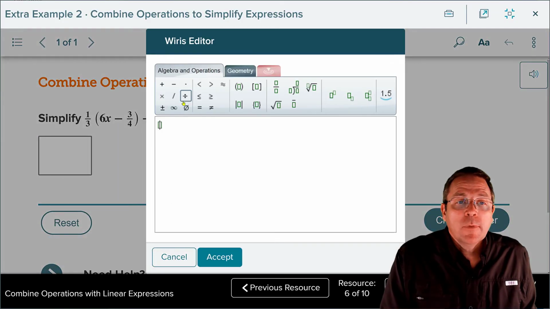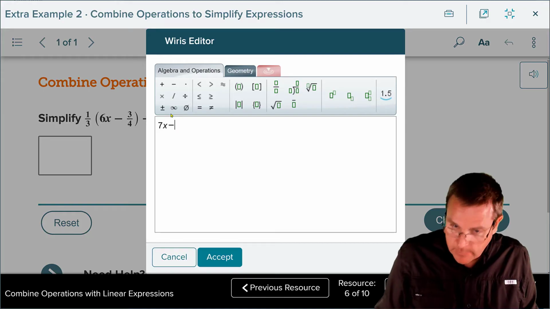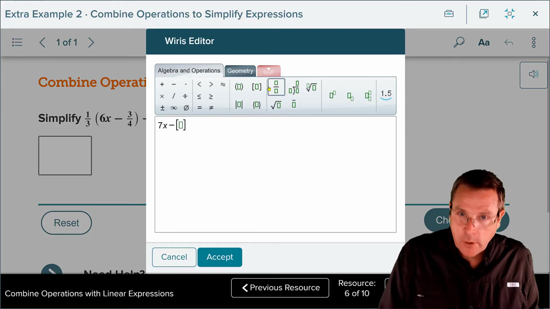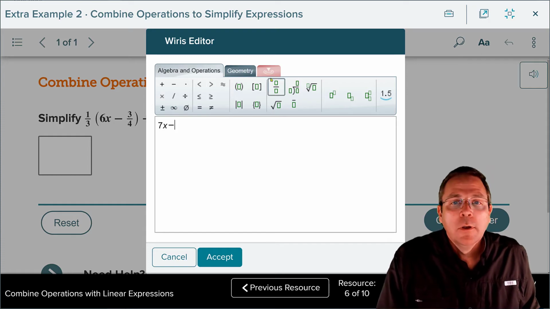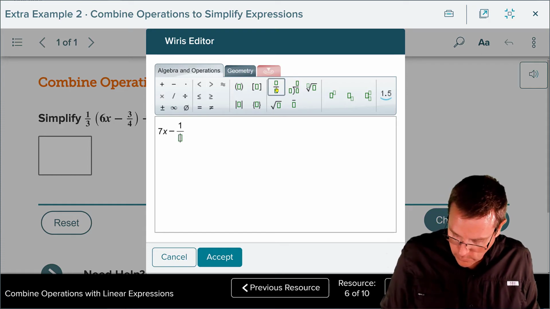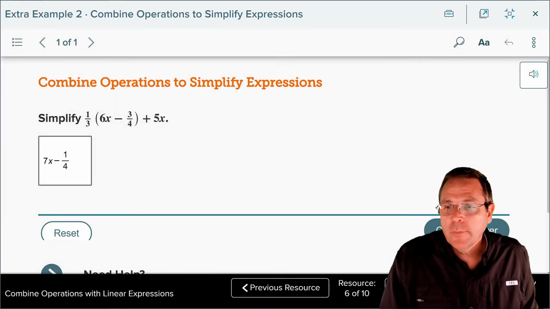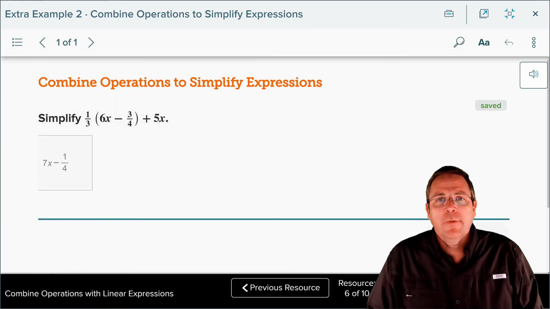So we're going to take right here, type it in, 7x minus fraction bar. I said fraction bar. Oh, they done screwed me up here now. Let's try this again. Fraction bar, 1 over 4. Accept and check. We have the happy sound.